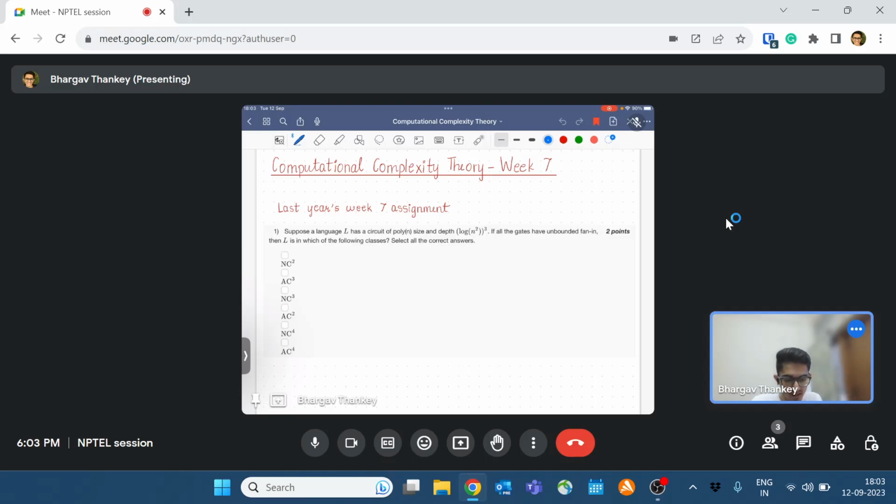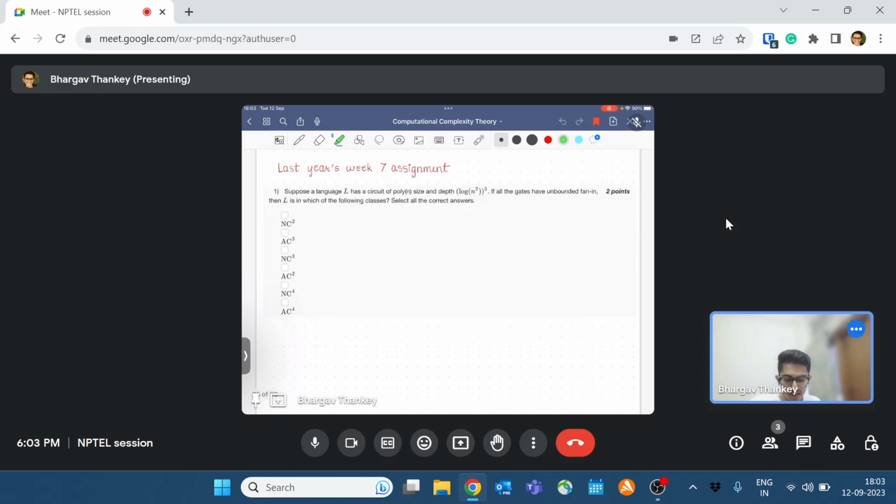Okay, so let's start. The first problem is: suppose a language L has a circuit of poly n size and depth (log n square) whole cube. If all the gates have unbounded fan-in, then L is in which of the following classes? Select all the correct answers. The options are NC2, AC3, NC3, AC2, NC4, and AC4. So which of these are correct?